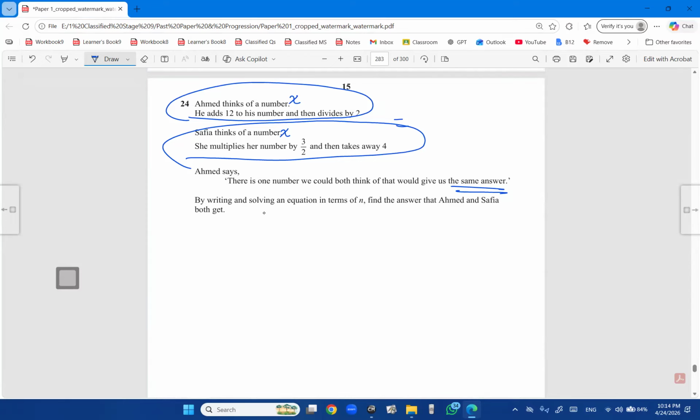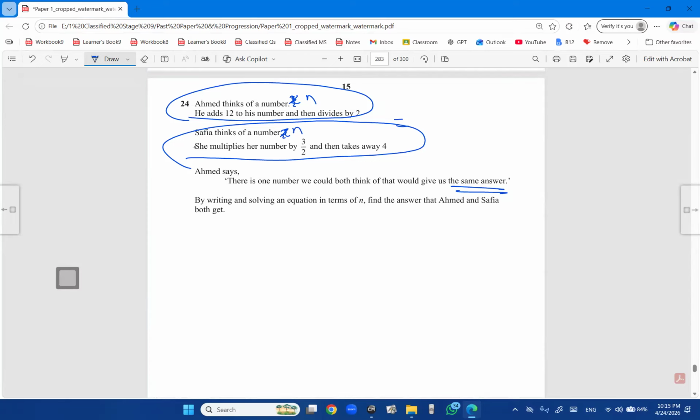We need, by writing and solving an equation in terms of n, okay, so it is not x, it is n. Find the answer that Ahmed and Safia both get. So don't forget, they don't want n. They want the answer that they get at the end, which must happen first by finding n.